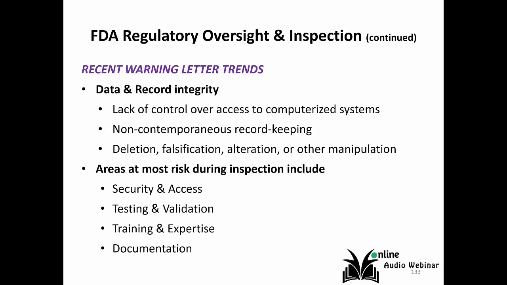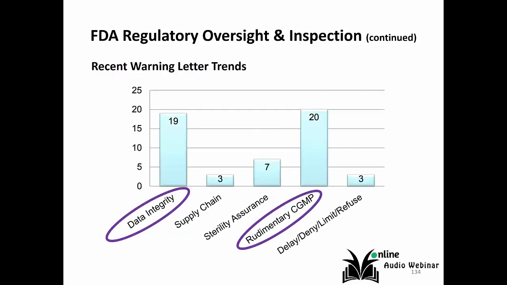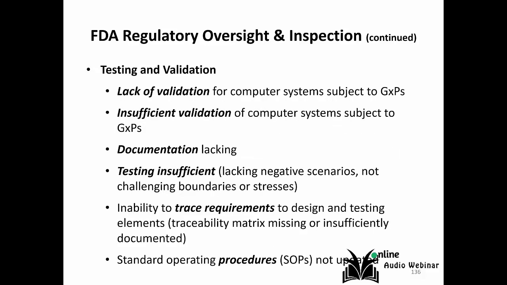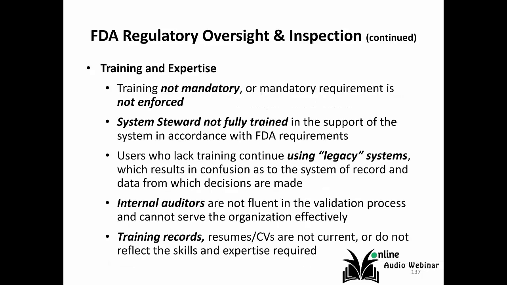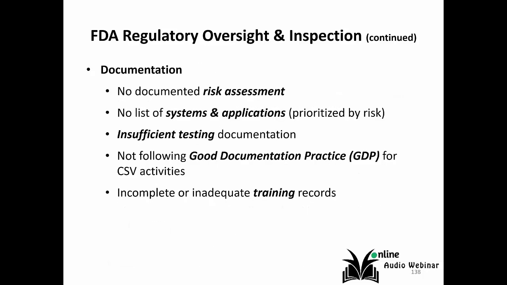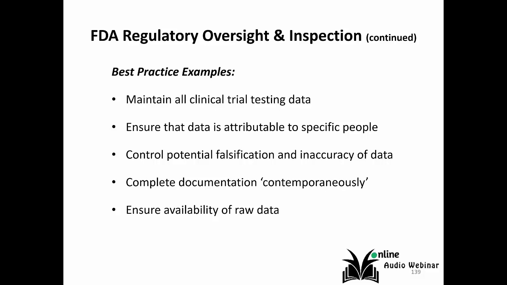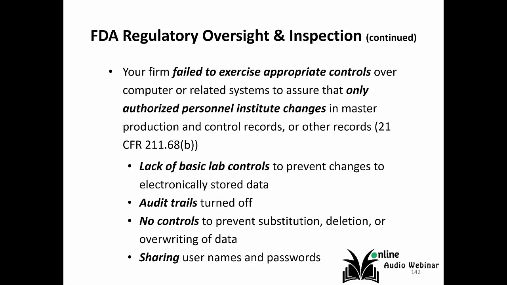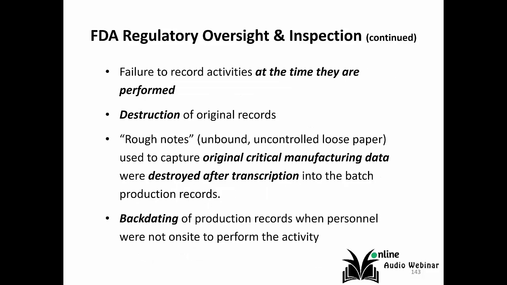Warning letter trends, data and record integrity, and the recent findings relate to data integrity. Security, make sure no one's sharing passwords or accounts, that you have the right level of validation and testing, and it's sufficient and you have documentation. Training is mandatory and enforced. Documentation has to be available. Best practice, deficiency example, other deficiencies. Here, lack of lab controls, things not reported or recorded when they happen, destroying original raw data.